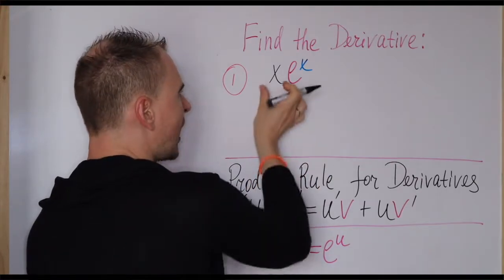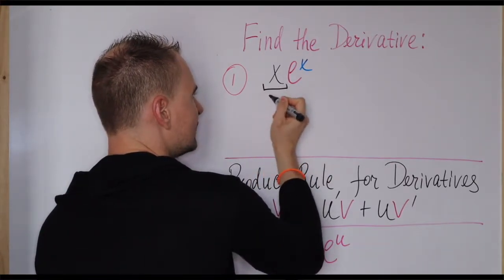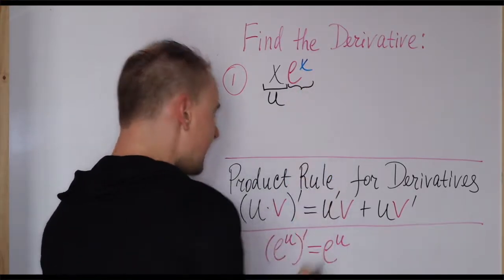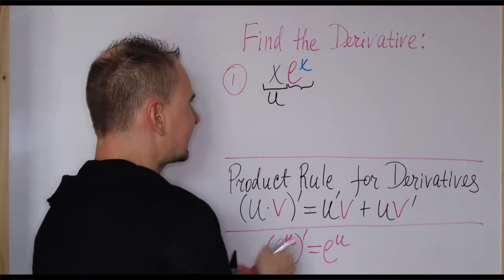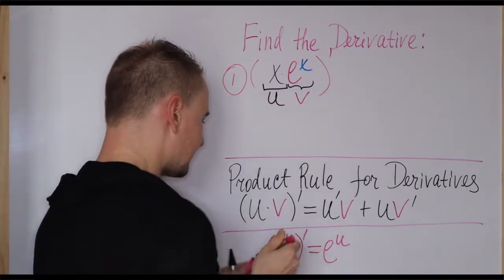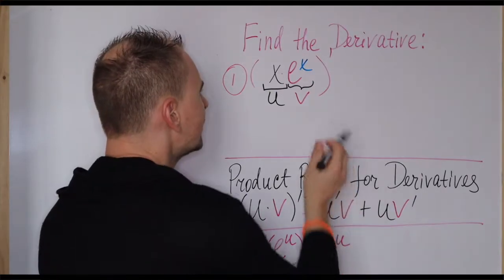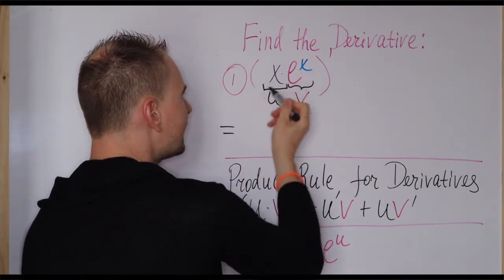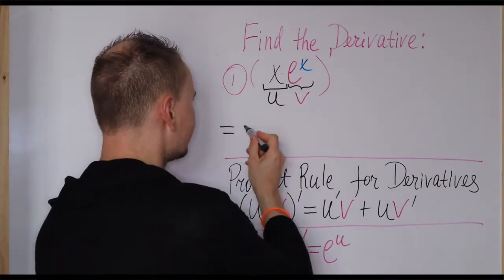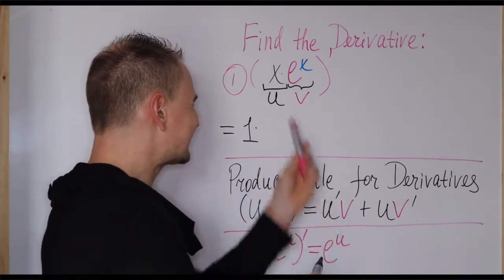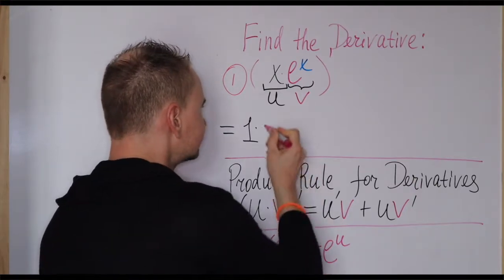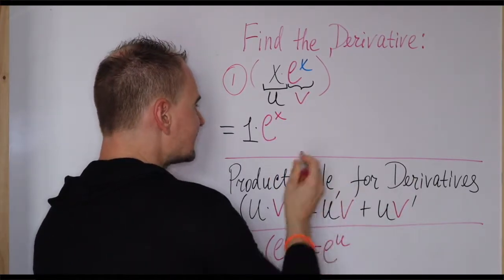Now, let's put it to the test. Your first function is just x. This is u. And what's left over, namely e to the x, is your second function v. And you need to take the derivative of this product. So all it says is, you need to take the derivative of the first factor, which is x, and the derivative of x is just 1, times the second function, e to the x, as it is. So e to the x, plus we need to add.